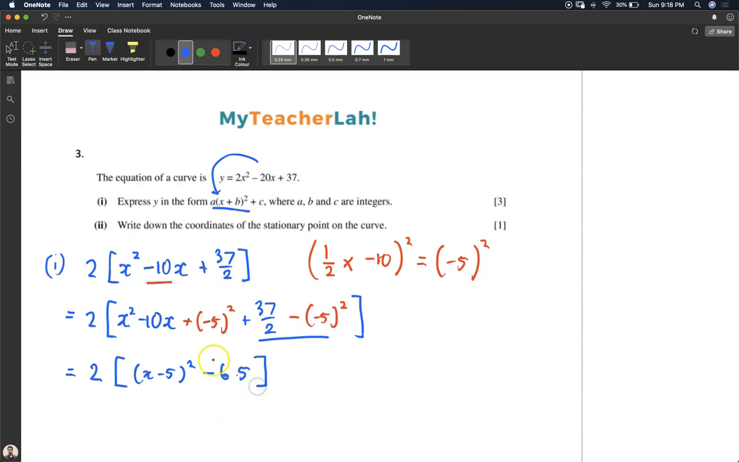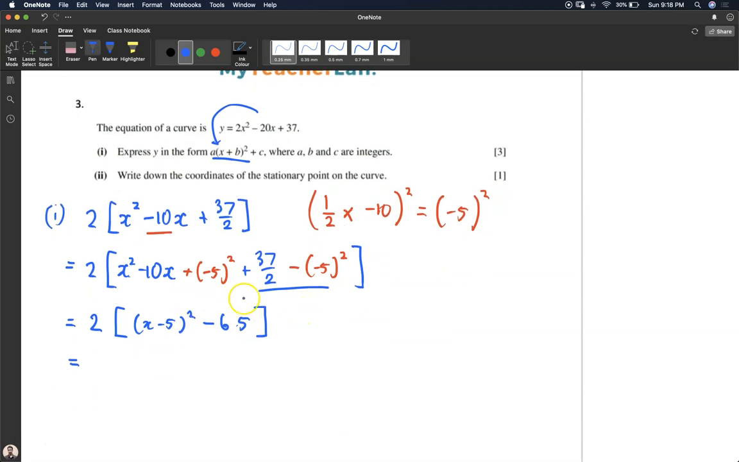All right, and make sure you keep this in the bracket, in the square bracket. So the 2 is outside. So we need to deal with the 2 in a bit. Okay, so we're done with completing the square. So now we're dealing with the 2.